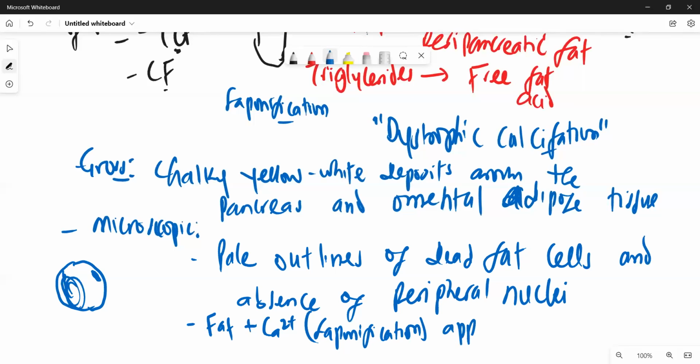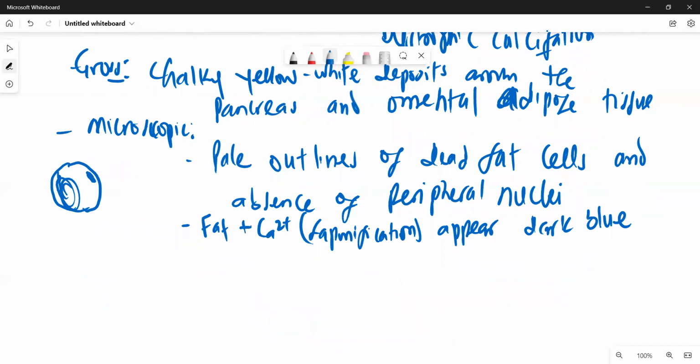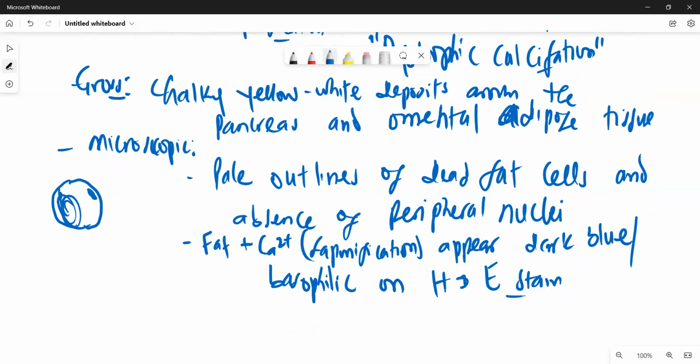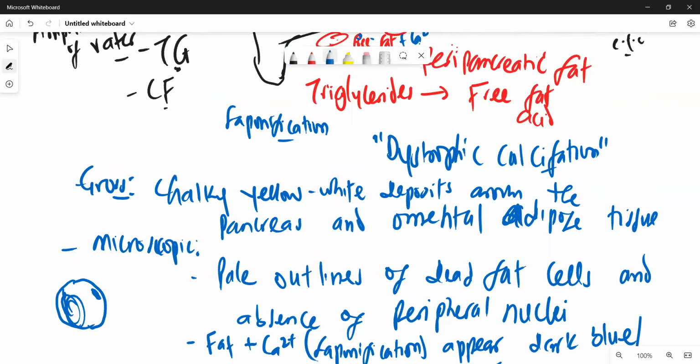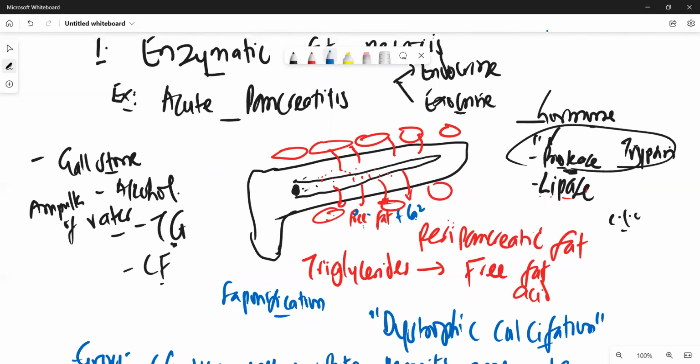So this will appear dark blue, or basophilic, on our H and E stain. So when you apply H and E stain, they appear as dark blue or basophilic. So it's something that we need to remember. So this is what we see with enzymatic fat necrosis.